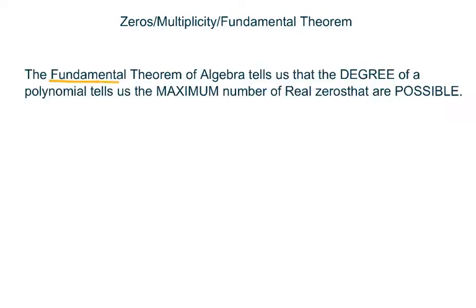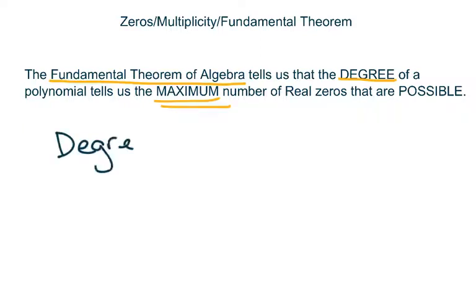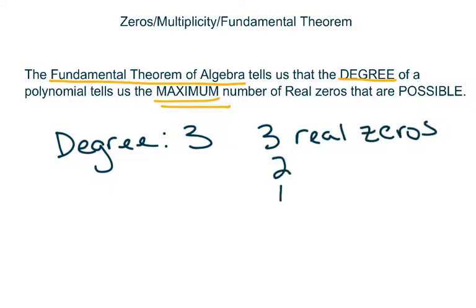The fundamental theorem of algebra says that the degree of the polynomial tells us the maximum number of real zeros that are possible. In other words, if we have a degree of 3, then there are a maximum number of 3 real zeros. Now, maximum meaning that there could be less. So there could be 2 or there could be 1. All right, it's the maximum number.